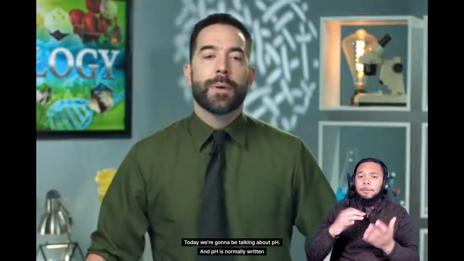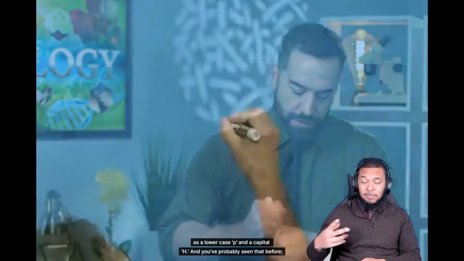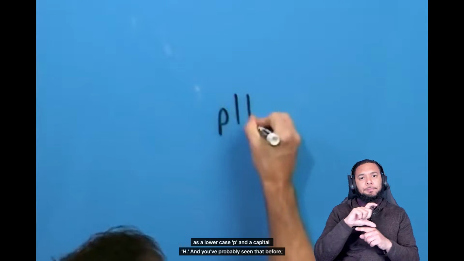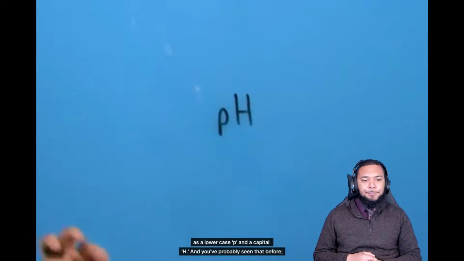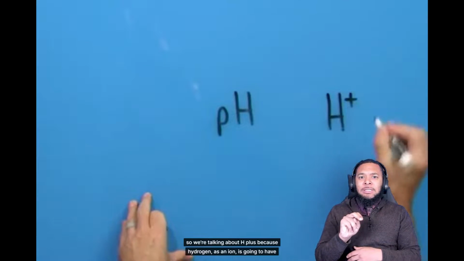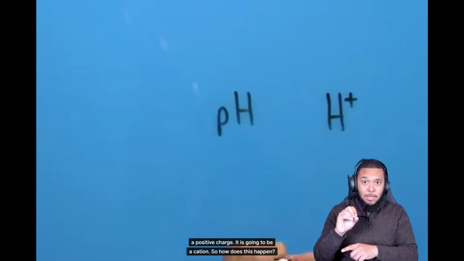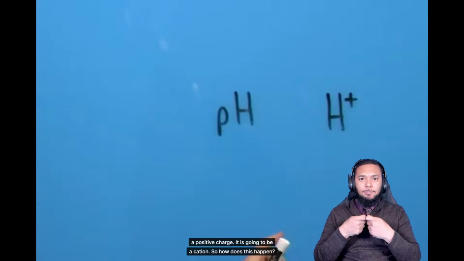Today we're going to be talking about pH. pH is normally written as a lowercase p and a capital H, and you've probably seen that before or maybe heard about it before. pH stands for potential of hydrogen, okay? It's really a measure of the concentration of hydrogen ions, so we're talking about H+, because hydrogen as an ion is going to have a positive charge. It is going to be a cation.